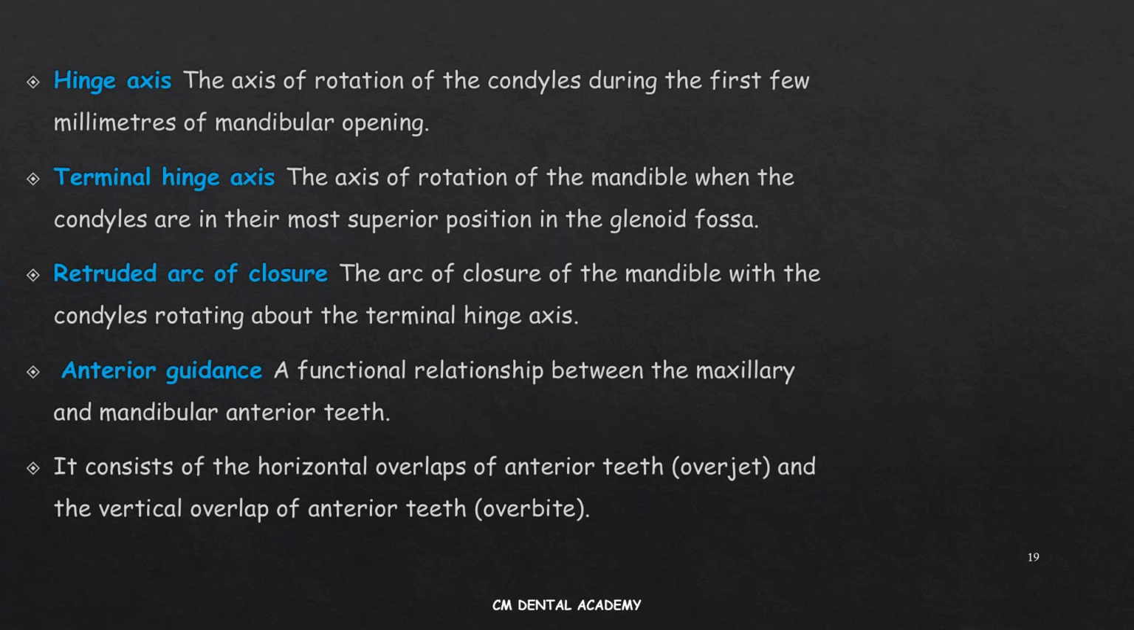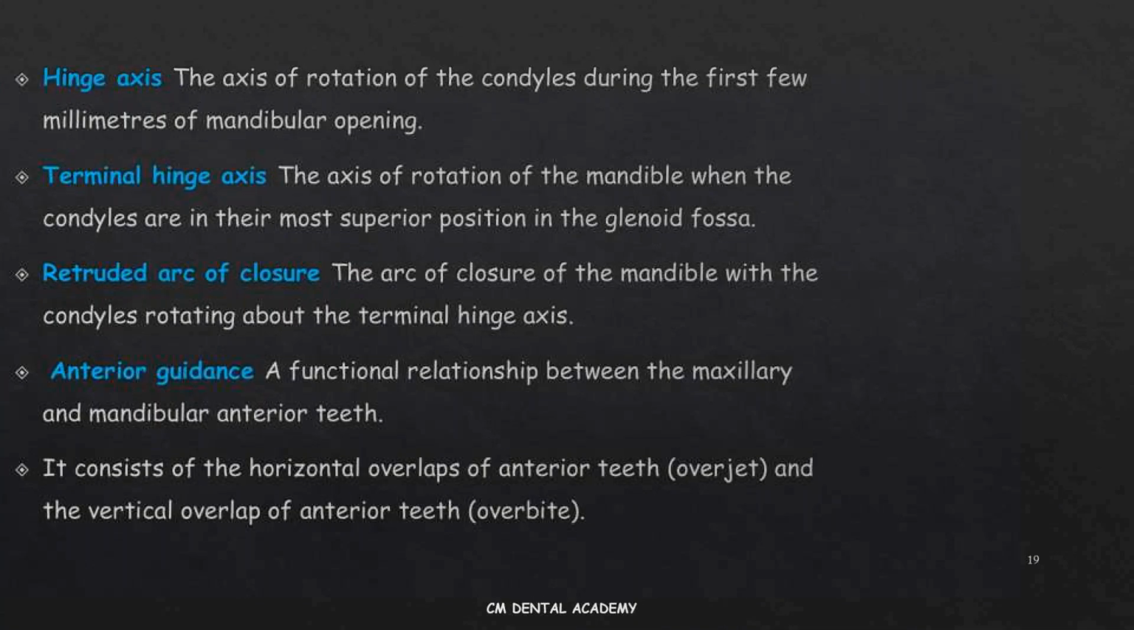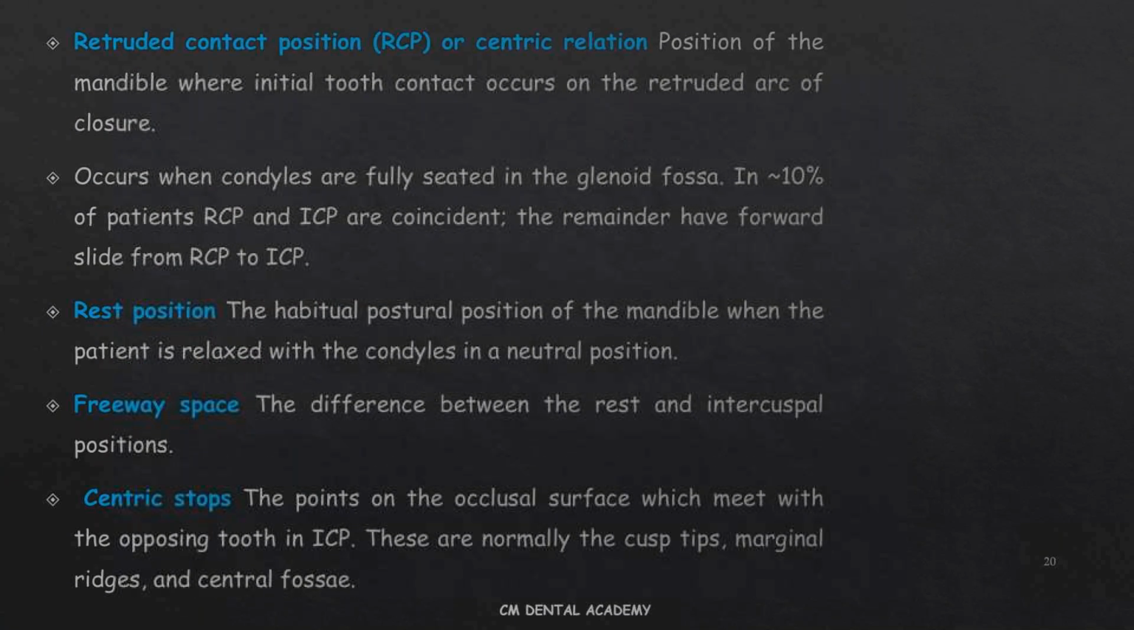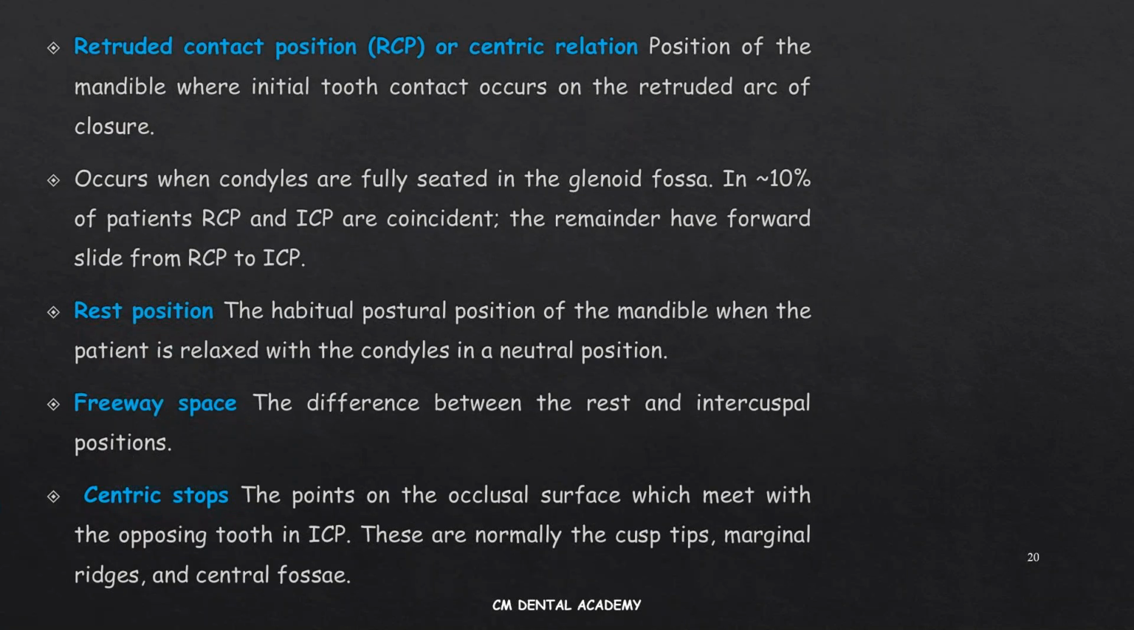Anterior guidance is the functional relationship between the maxillary and mandibular teeth. It consists of the horizontal overlap of the anterior teeth, that is the overjet, and the vertical overlap, that is the overbite. Retruded contact position, or centric relation, is the position of the mandible where initial tooth contact occurs on the retruded arc of closure. It occurs when the condyles are fully seated in the glenoid fossa.